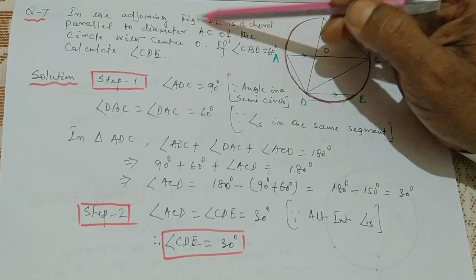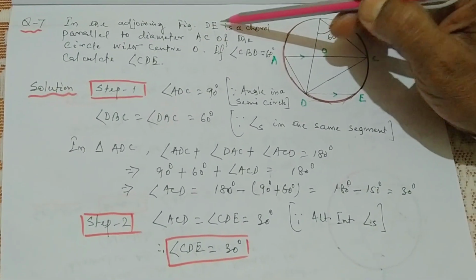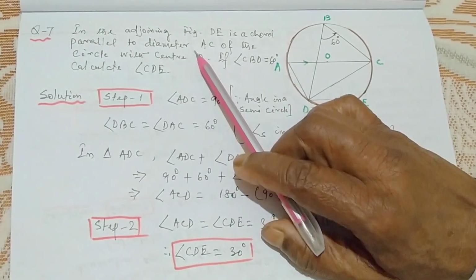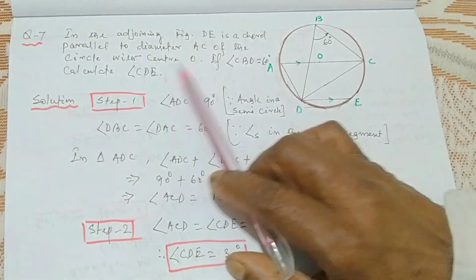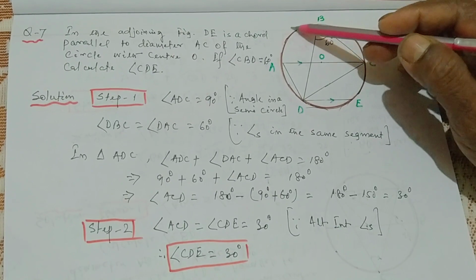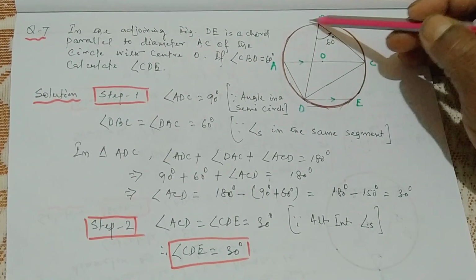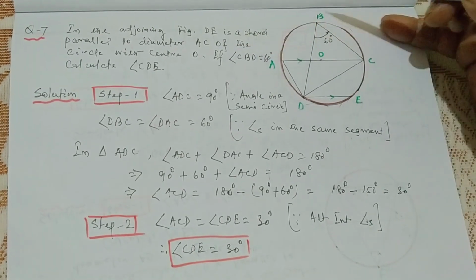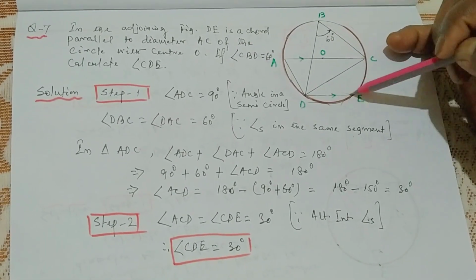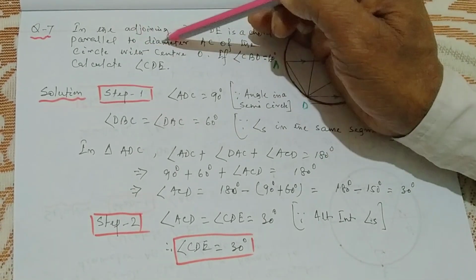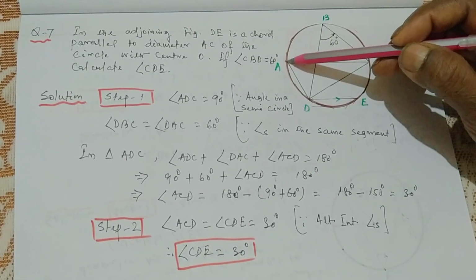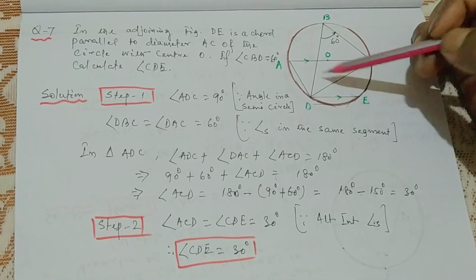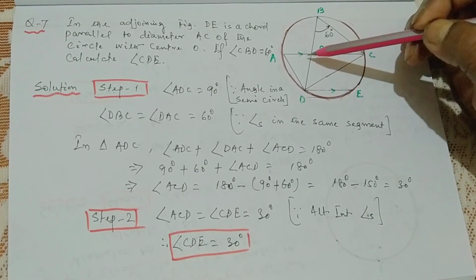In the adjoining figure, DE is a chord parallel to a diameter AC of the circle with center O. इसमें दिखाई पड़ रहा है कि डायग्राम में जो सर्कल है इसका सेंटर O है। And DE is a chord parallel to diameter AC. AC is the diameter of the circle and DE is a chord which is parallel with the diameter.